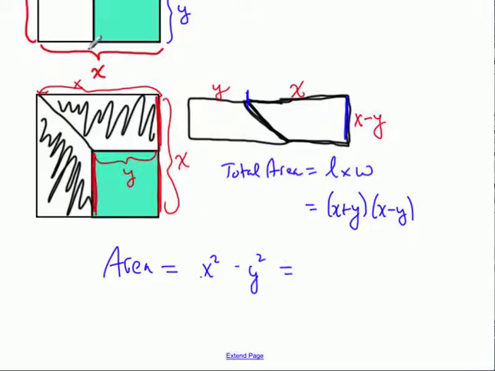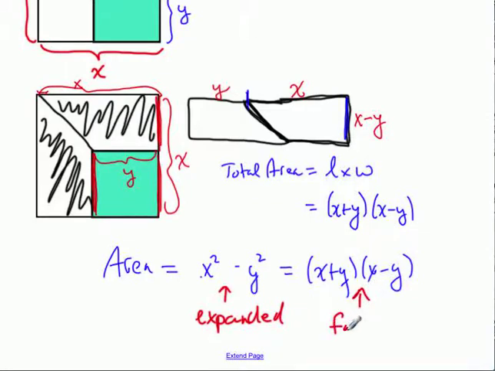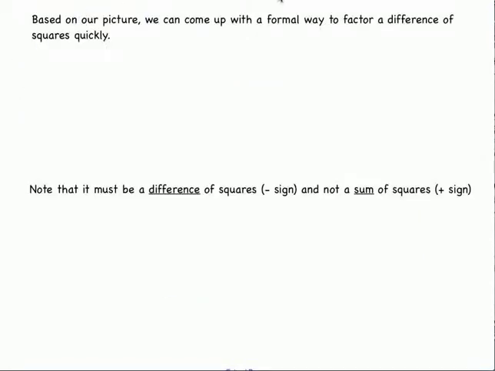However, we've also found the area of the white part, or the cutaway part, another way, and the area that we got from that is the expression (x plus y) times (x minus y). So if we had done this by decomposition, we've actually gone from something in expanded form, things that are added together, to factored form. Lo and behold, here's the idea. Based on our picture, we can come up with a formal way to factor a difference of squares quickly.